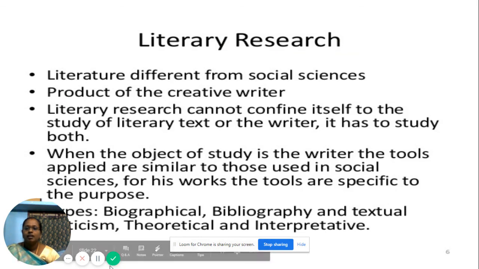So far we are discussing types of research.